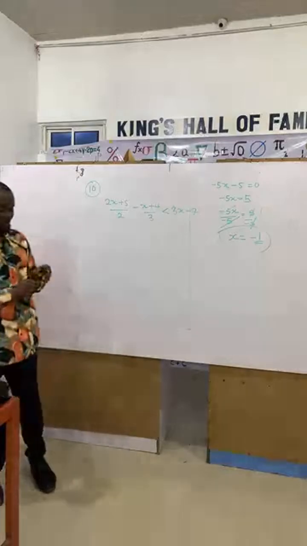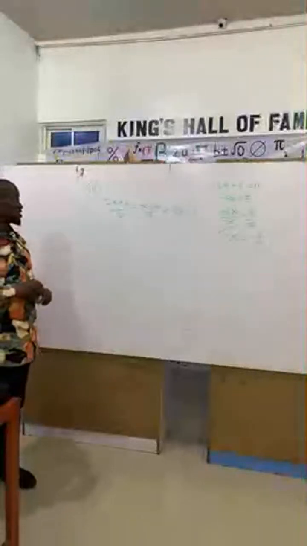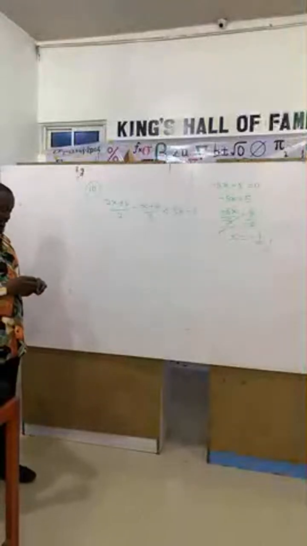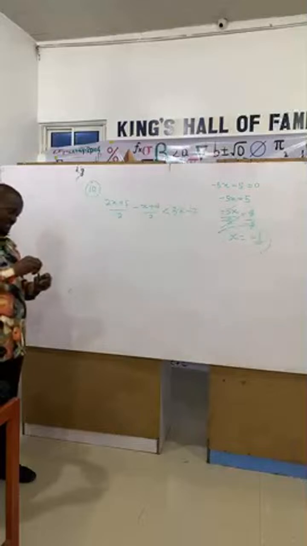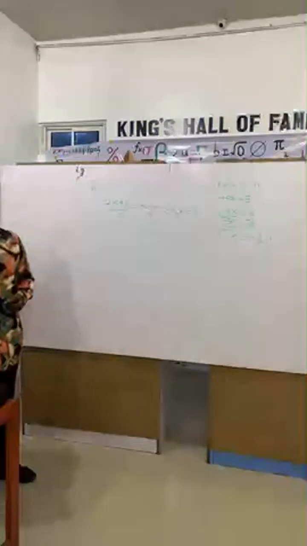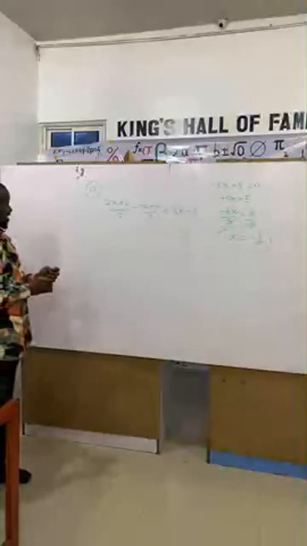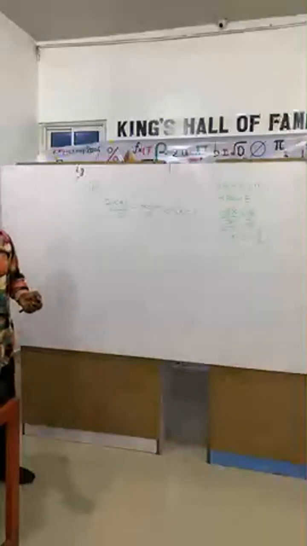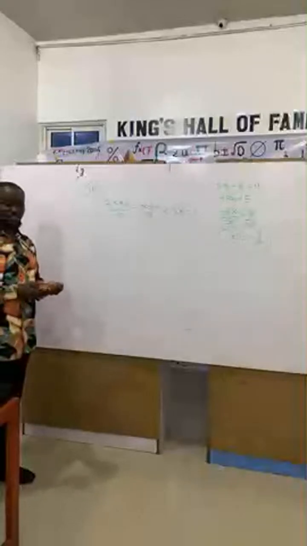So in this question, you can agree with me that it is an inequality. We have a value of x written on the left hand side. We also have a value on the right hand side. So what we now do is that we find the LCM of the left hand side. Then we can equate and find the corresponding value of x. That is the process.